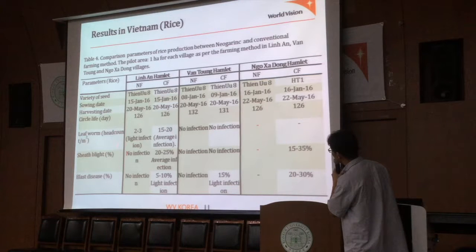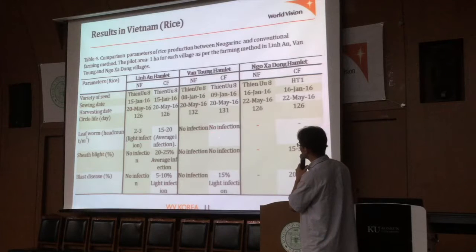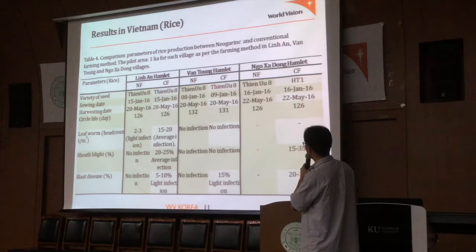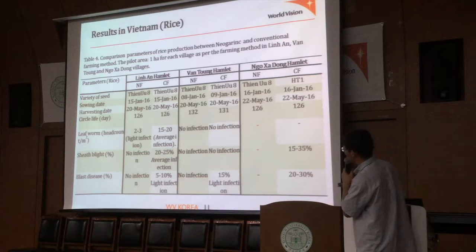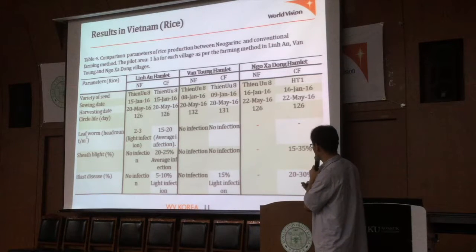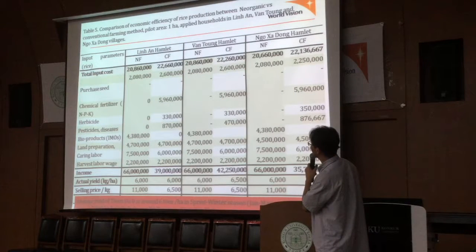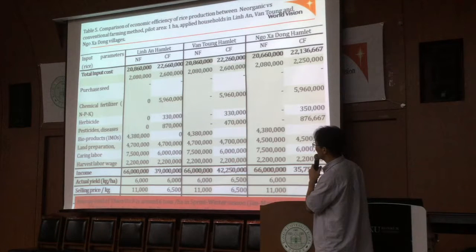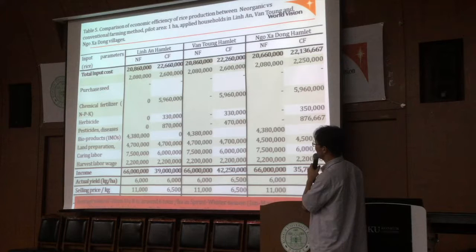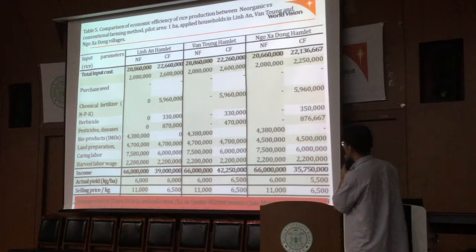This is the disease. In this village there is no infection. Also, in the other village, there is no infection under both methodologies. But anyway, the conventional farms are more infected by disease and insects. And this is the input cost analysis: purchase of seed and chemical fertilizer, herbicide, something like this. Also, they calculate the labor for carrying first, or the land preparation labor first. And also bioproducts, IMO, indigenous microorganisms, to prepare the indigenous microorganism.